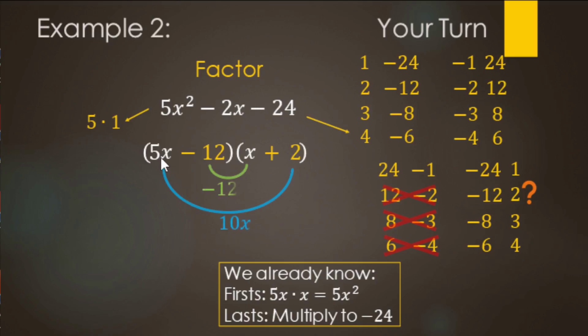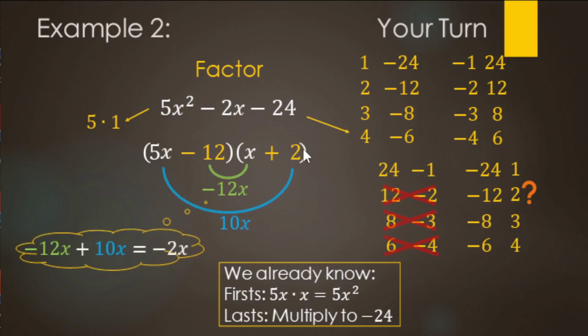Now check it out. Here we go. 5x times 2 makes 10x. Negative 12 times x makes negative 12x. And guess what we get? We get negative 2. So there's our answer there.